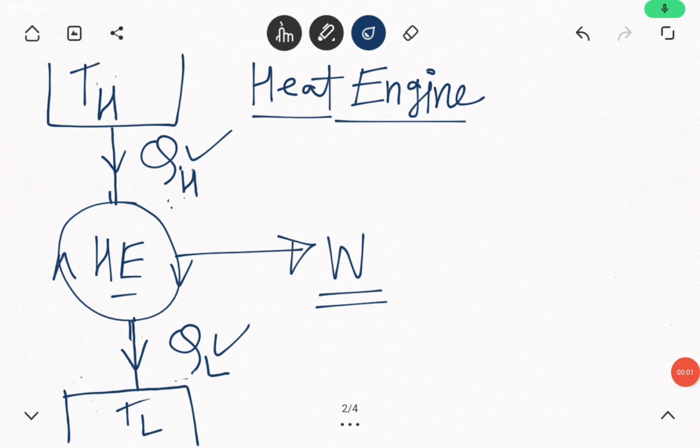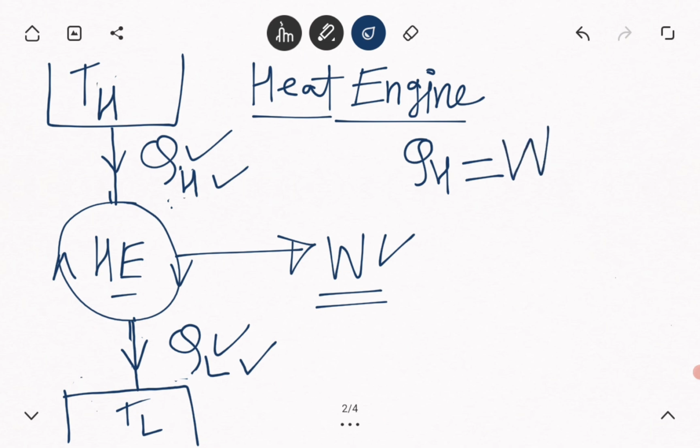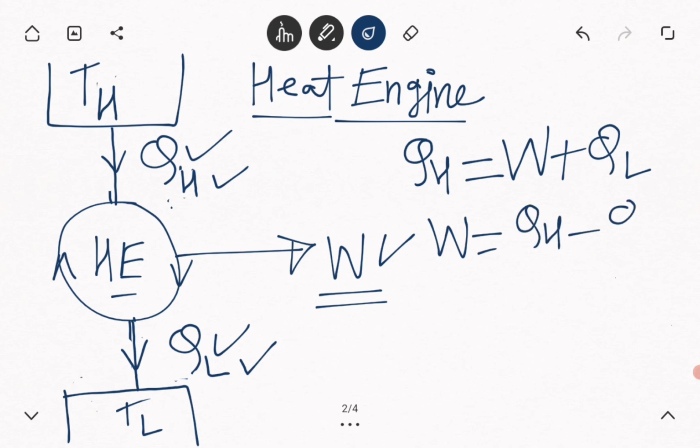From this I can write QH, the heat input given to the heat engine, is equal to work output plus the QL heat rejected. So it is W plus QL. So what is the work output? It is equal to QH minus QL. That is the mechanical work output from the heat engine.